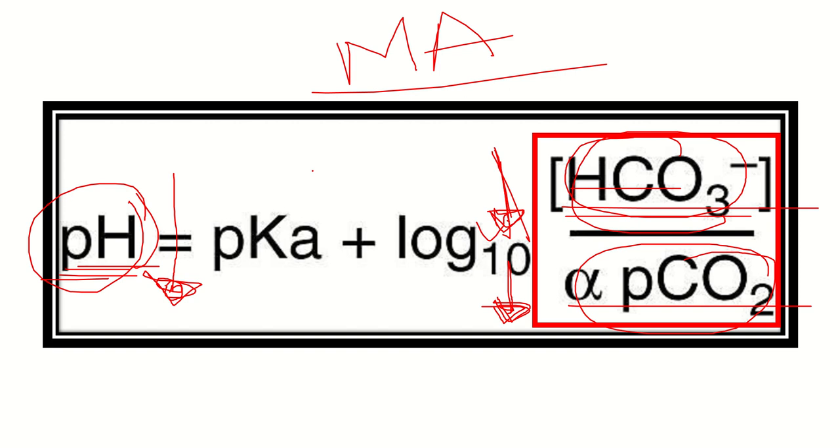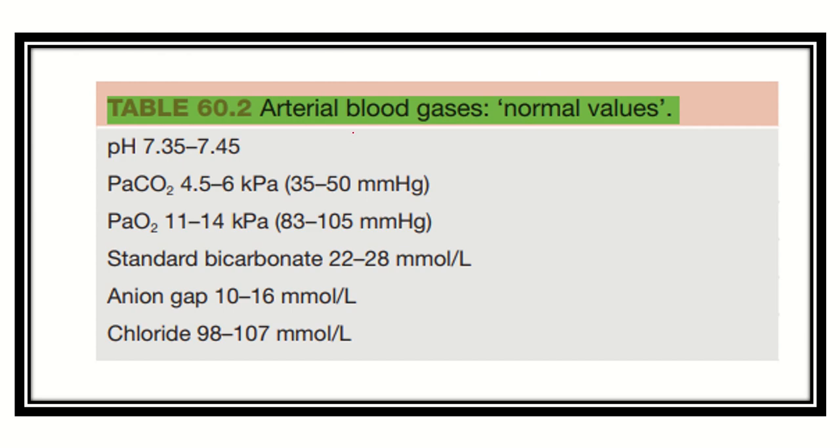But first of all, we have to know the normal levels of these three important parameters. Here we can see the pH, normally 7.35 to 7.45. When the pH is less than 7.35, it is acidosis, and when the pH is more than 7.45, it is alkalosis.